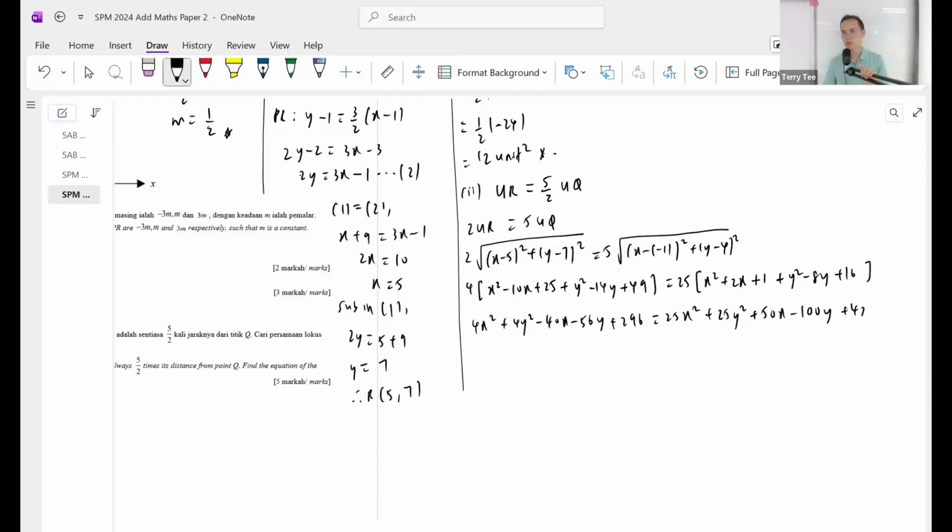Okay, so let's just rearrange, bring everything to the right hand side. 25, you minus 4, you get 21x squared, 21y squared. Yeah, 21x squared, 21y squared. Then 50 plus 40 is 90x.